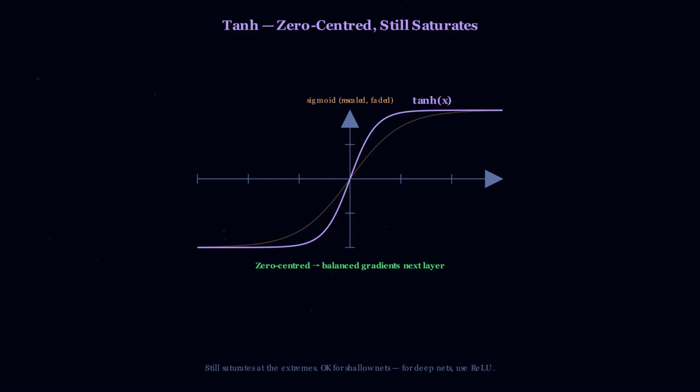Tanh is strictly better than sigmoid for hidden layers, but it still saturates at the extremes. Large positive or negative inputs still produce near-zero gradients. The vanishing gradient problem is smaller with Tanh, but not gone. In deep networks, it still hurts. Rule: Tanh is a decent choice for shallow networks. For deep networks, move to ReLU.